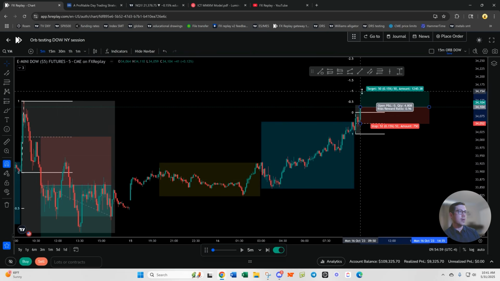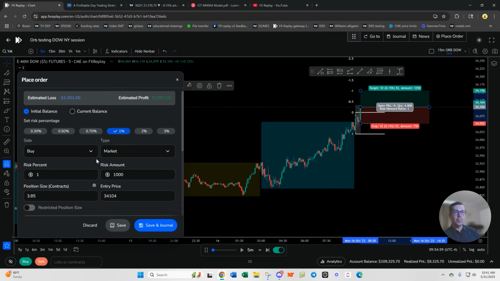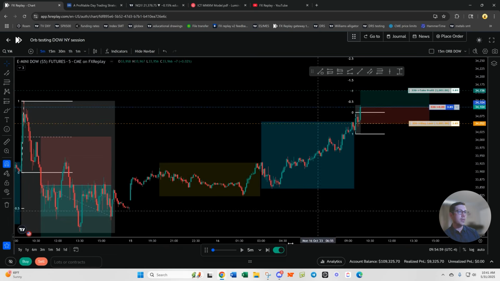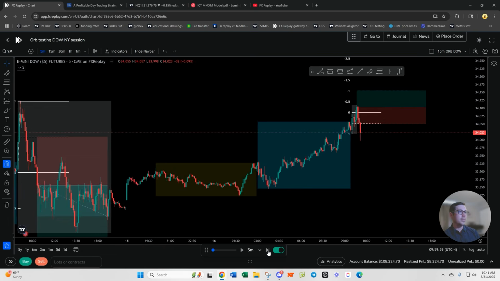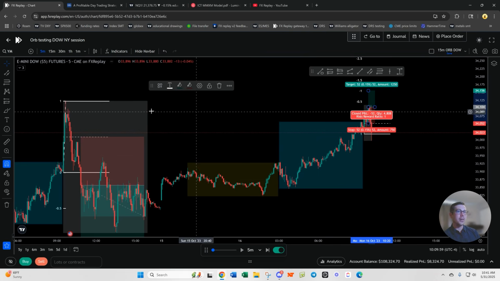Let's see if we can get 1R, pretty much exactly 1R using market entry. So I'll go ahead with that. So buy market, entry trigger 1, I believe. Yeah, the first candle was green. Entry trigger 1. Let's see if we can get up there in time. Nope. So yeah, we got our reversal prior to the New York highs.